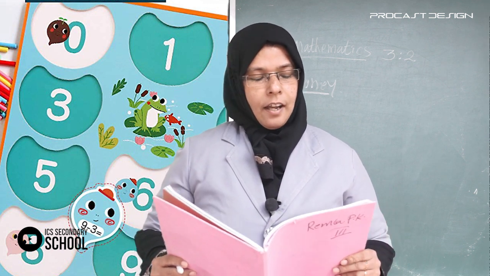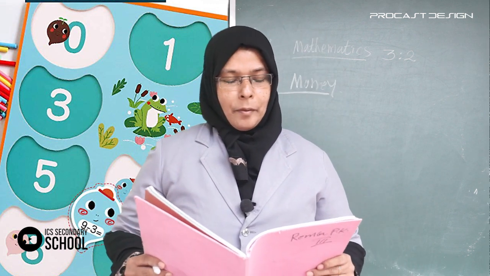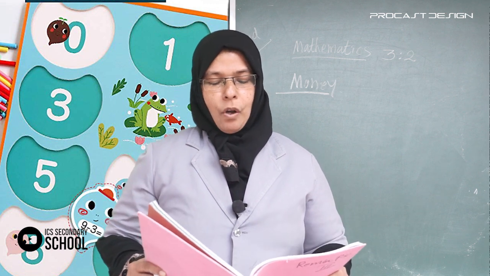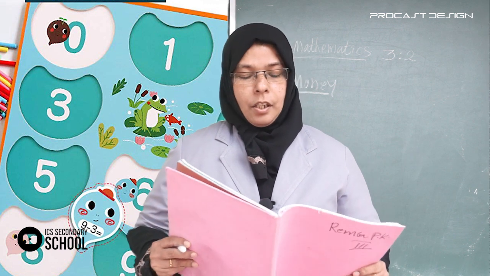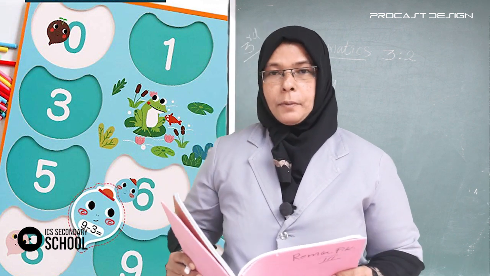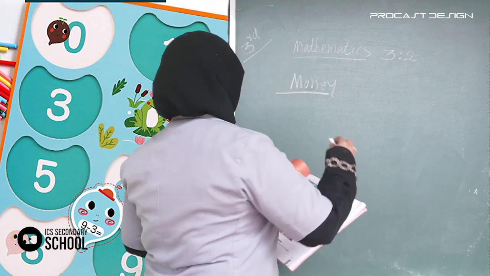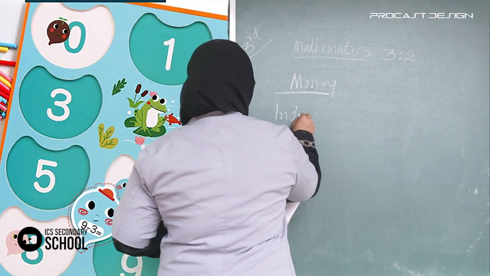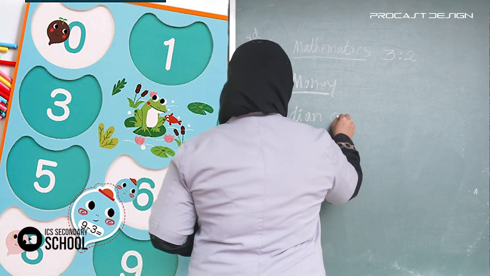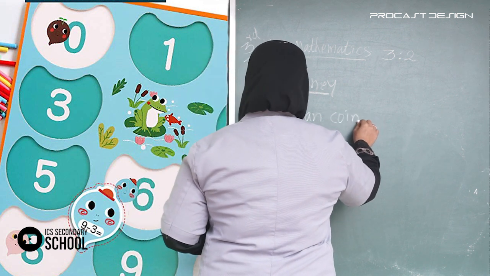In India, money is counted in rupees and paise. These are in the form of metal coins and notes. Notes are made of special quality paper. Listen. Special quality paper. Indian coins.